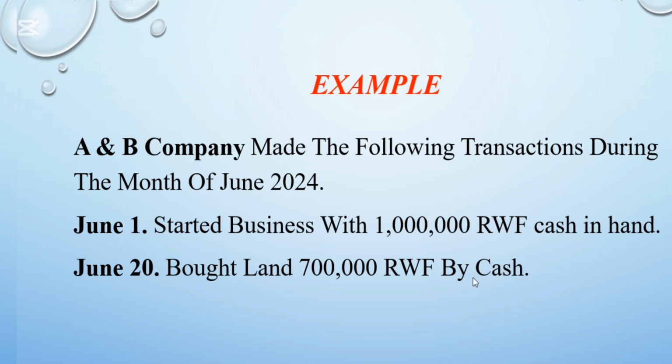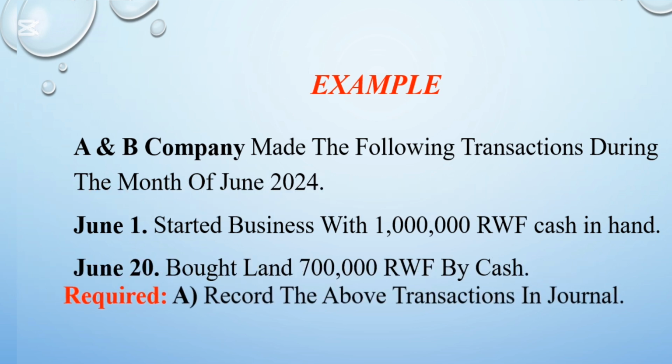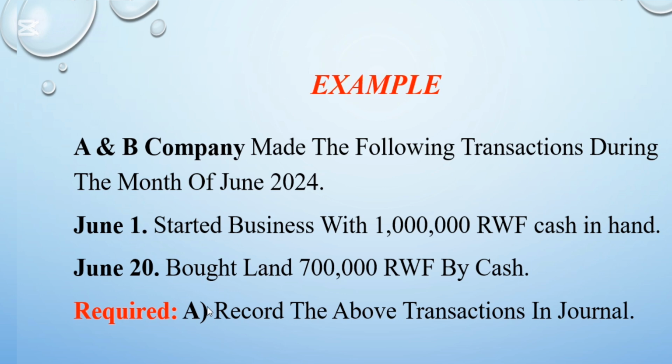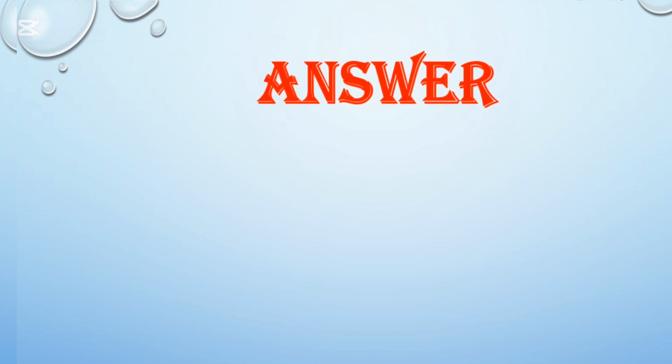So we are going to see how to record those transactions in the general journal. We are required to record the transactions in the journal. Next, I have to take you to a ledger. We need to post journal entries in the ledger. Next, we need also to prepare the trial balance. So let us start without delaying.